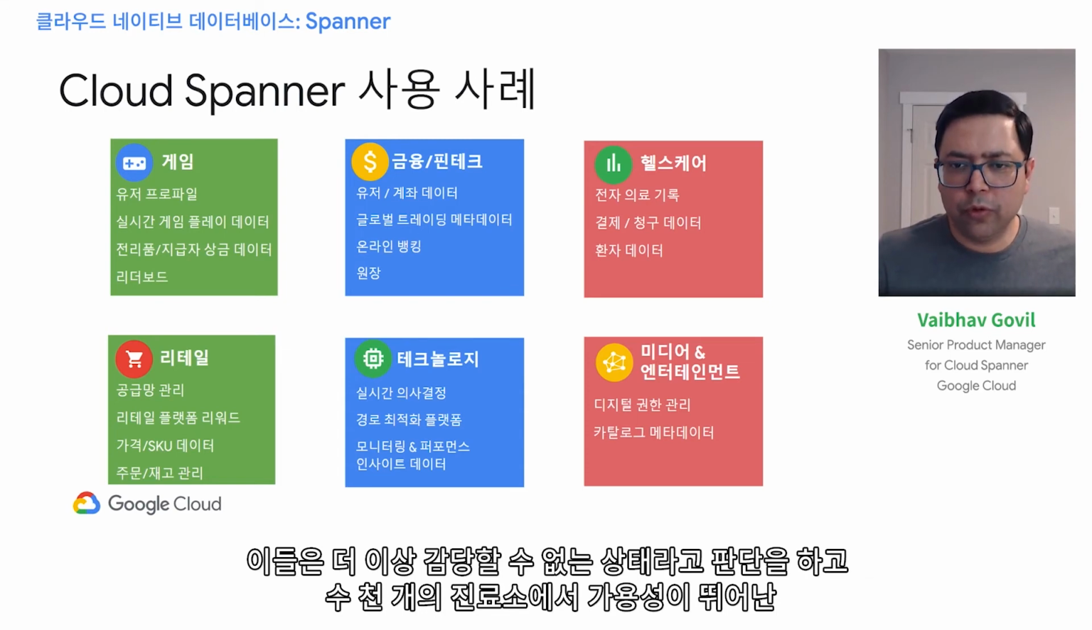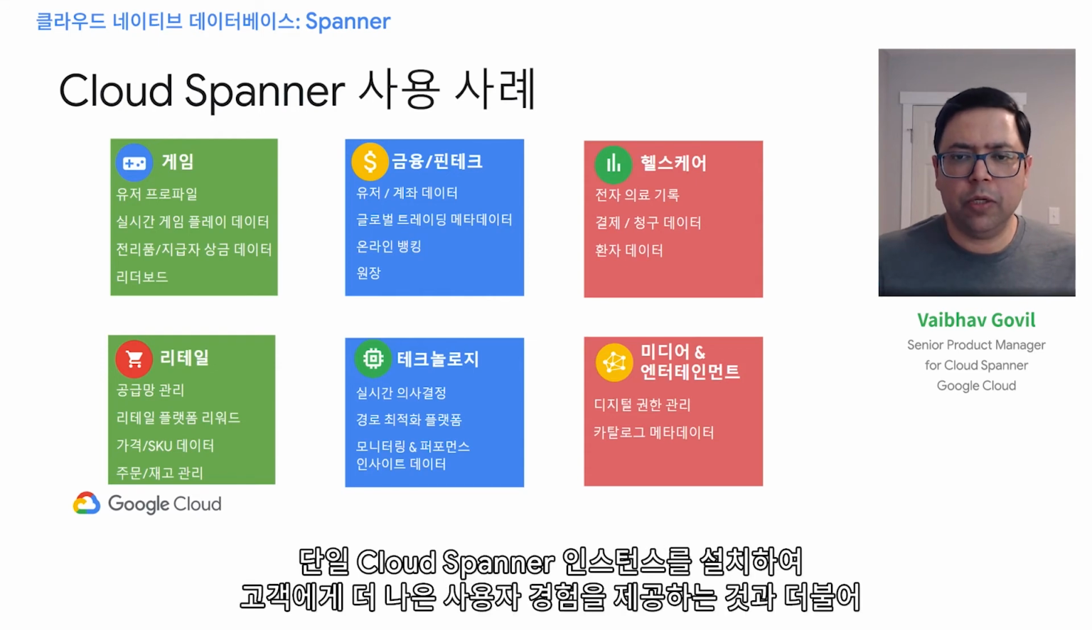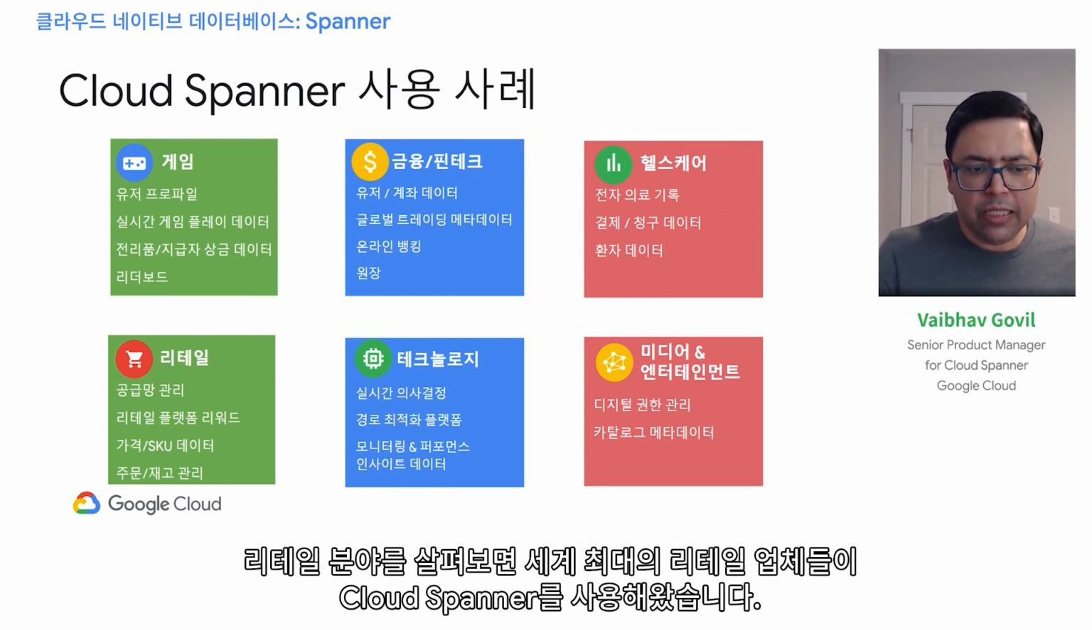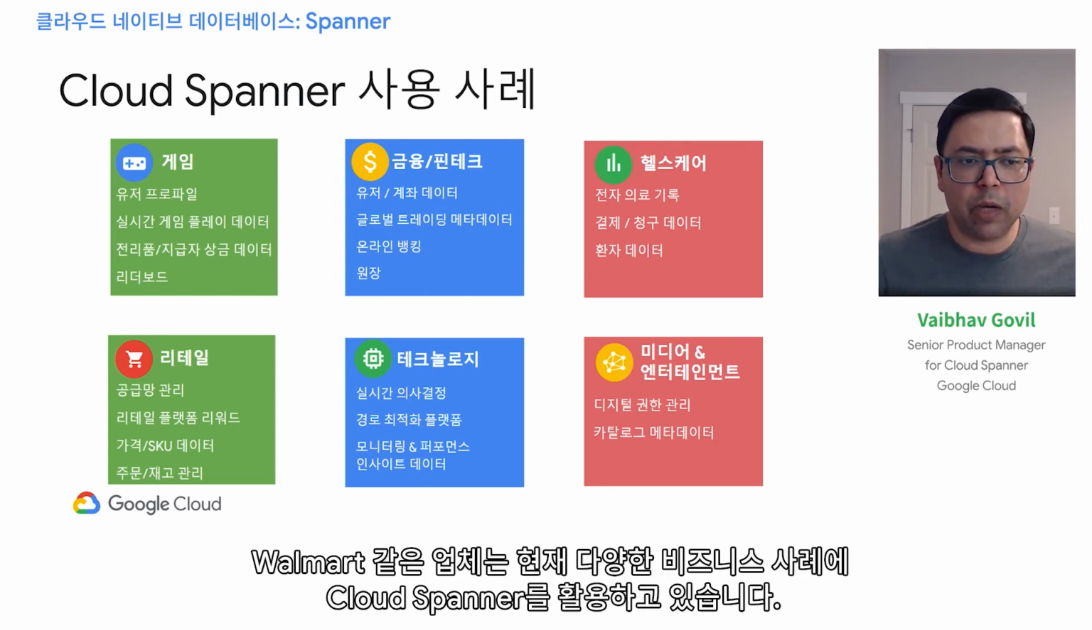So for those thousands of clinics, they decided to set up a single Spanner instance with extremely high availability and combine and consolidate and leverage the power of data along with providing a better user experience for their customers. Retail, Spanner is being used by the world's largest retailers, like Walmart is using Spanner now for a number of their use cases.